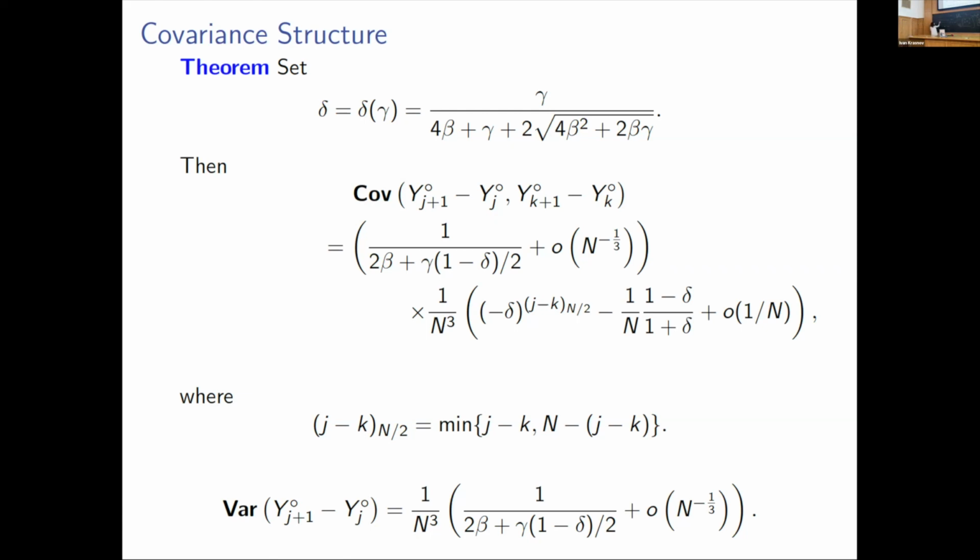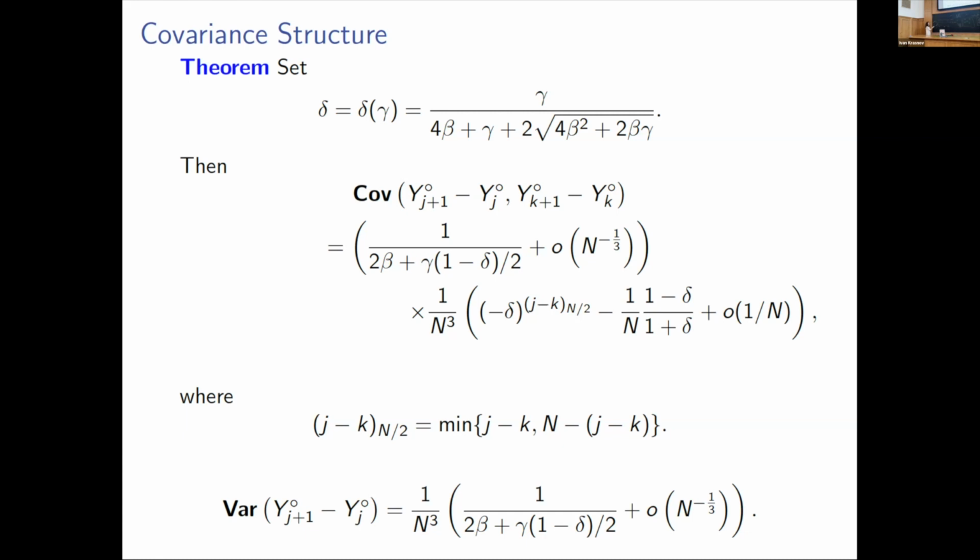So here I put them on the ring, and we take somewhere j, k spacing. Here would be Y_j, Y_j plus 1, Y_k, Y_k plus 1, and we look for the correlation between these two intervals.